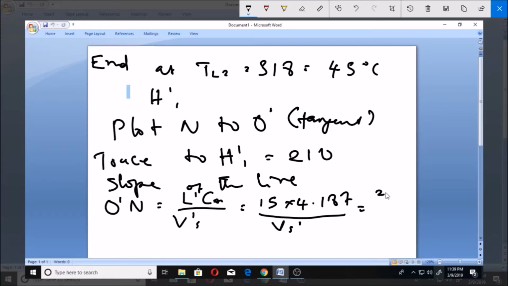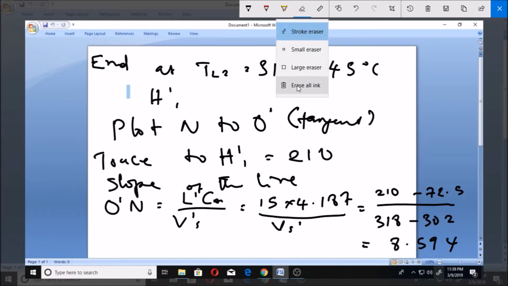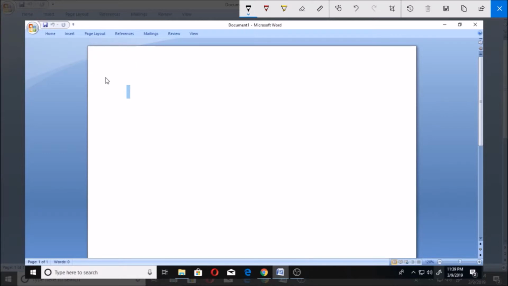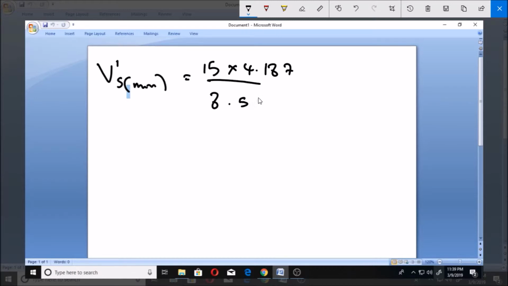So this will give us 210 minus 72.5, all over 318 minus 302, checking the slope, which will finally give us 8.594. So that's what we are going to have. Then we can make Vs minimum the subject, so that we have 15 times 4.187 all over 8.594, which will give us 7.31.